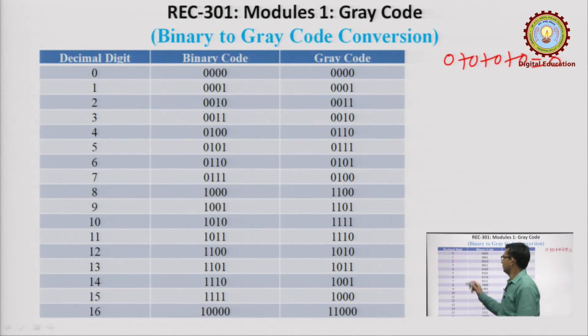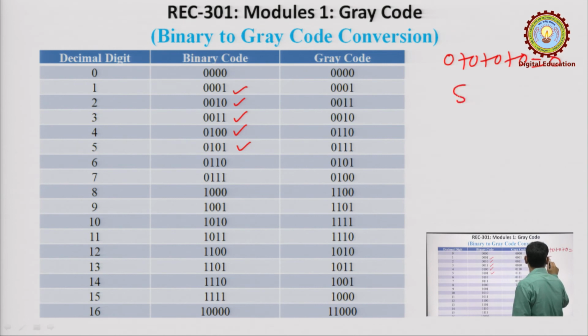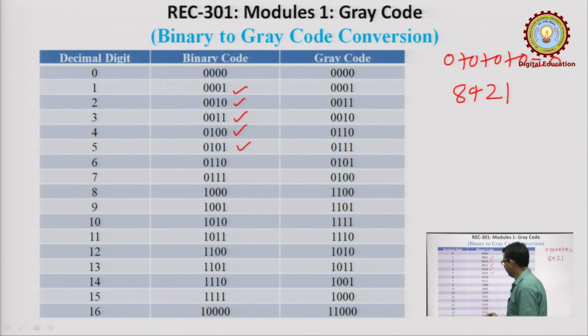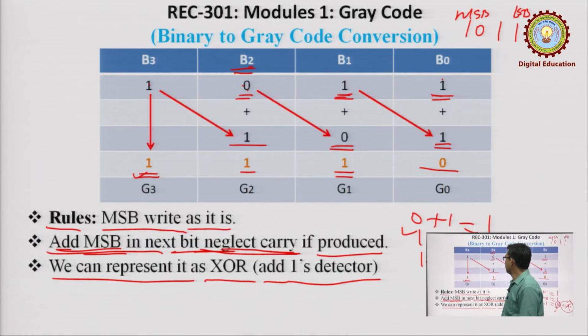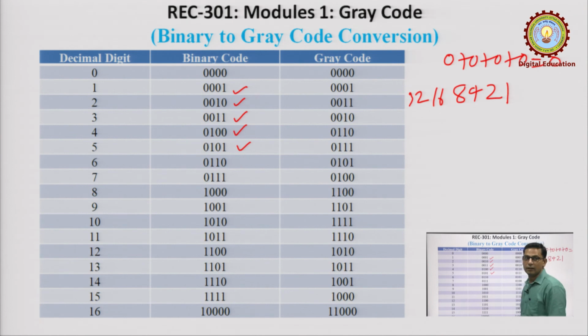Okay. So, decimal number 1 and binary code will be 0 0 0 1, and for the next one 0 0 1 0, because we know from 8 4 2 1. So, from here we can get the binary code for different digits, up to 16 or 32 like this. And using this conversion we can get the gray code for all the binary numbers. Whatever the binary code is, we can get the gray code.